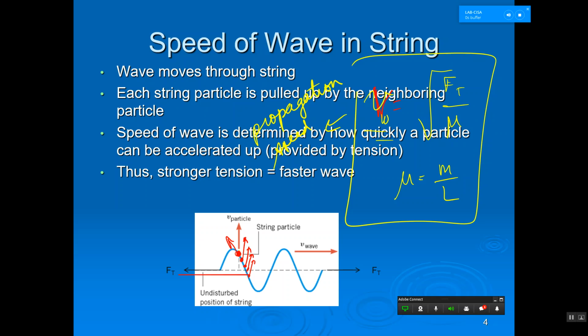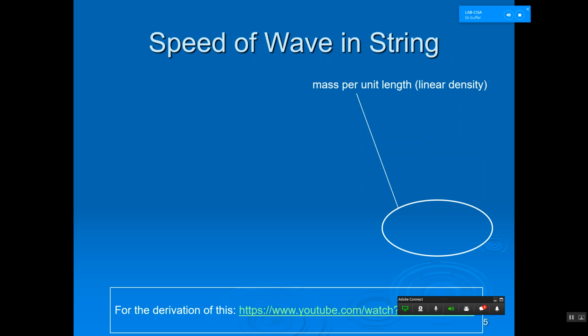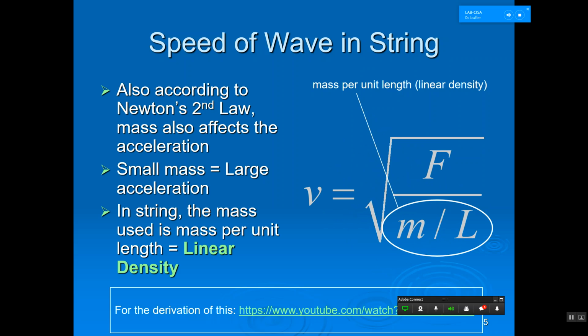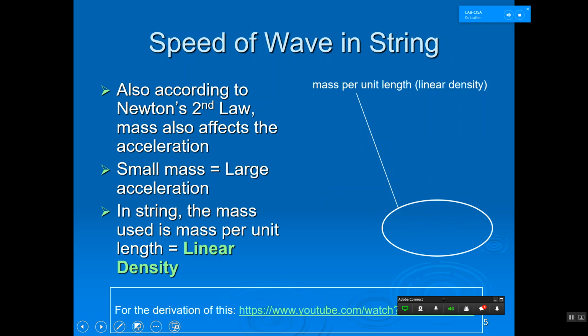So we know that the stronger the tension, the faster the wave, and you saw that in the equation. I want to show you that right now. Here I call this the mass per unit length, but in fact we substitute that with the symbol mu. The derivation, click on that link, not right now.